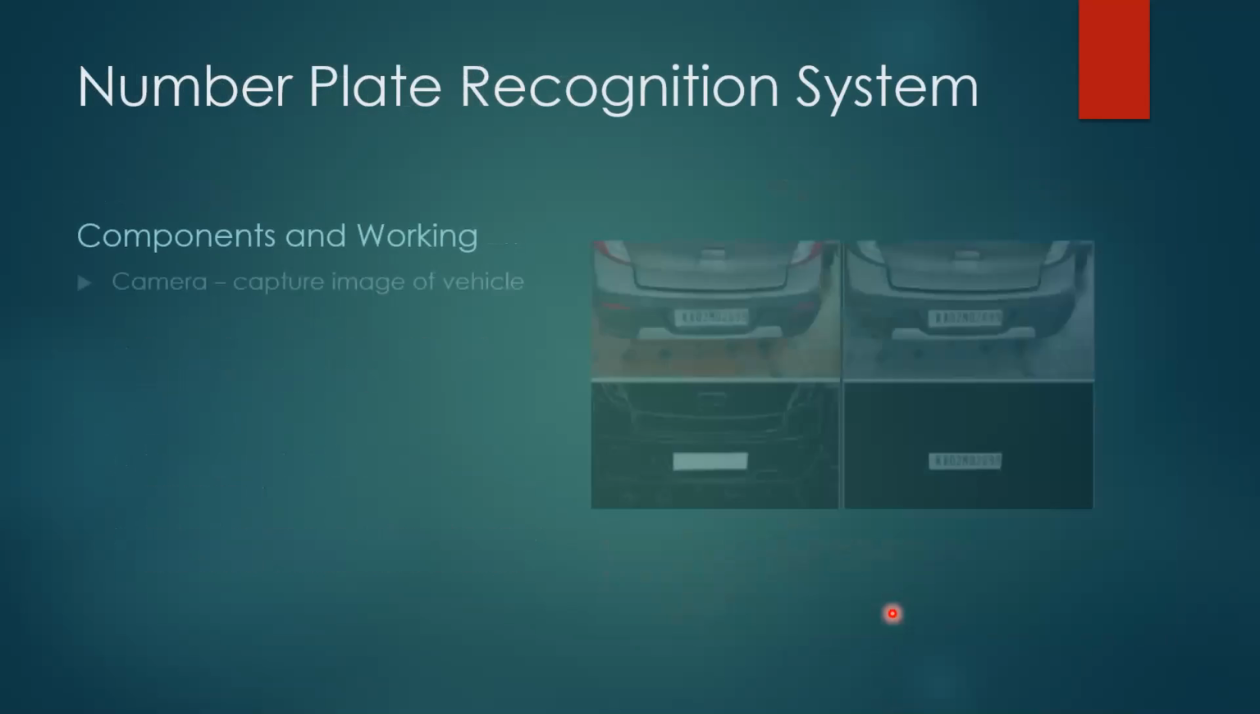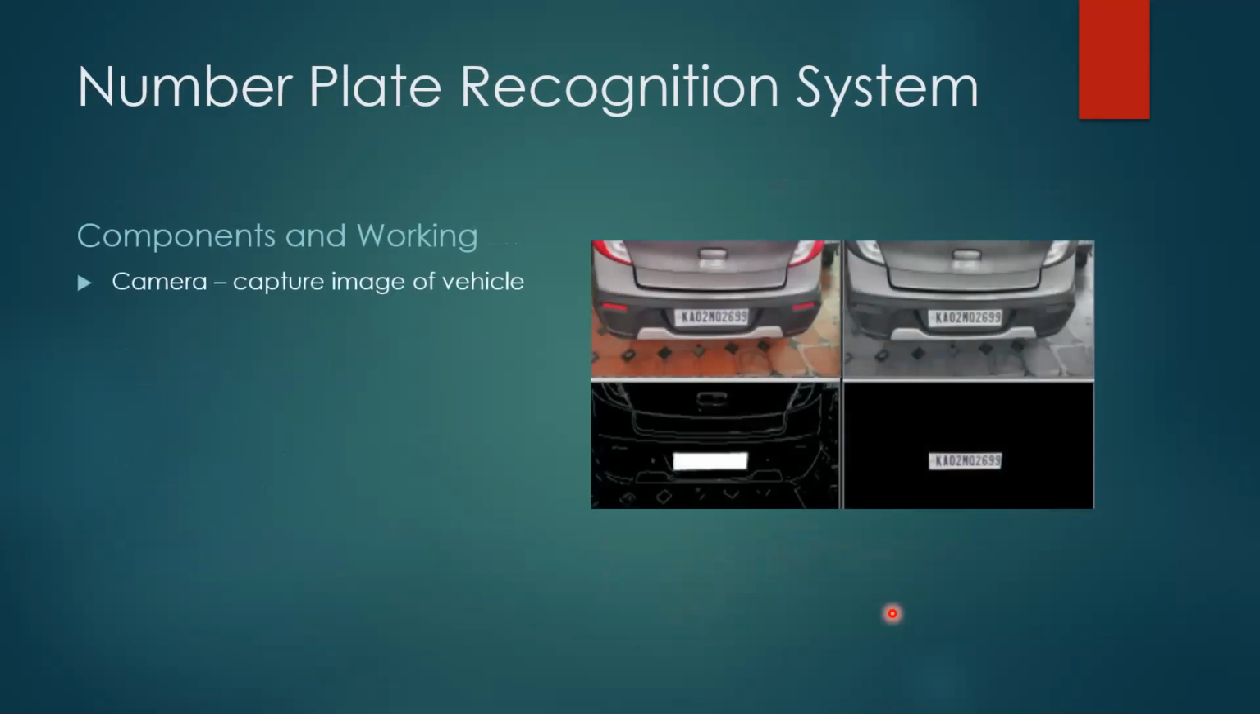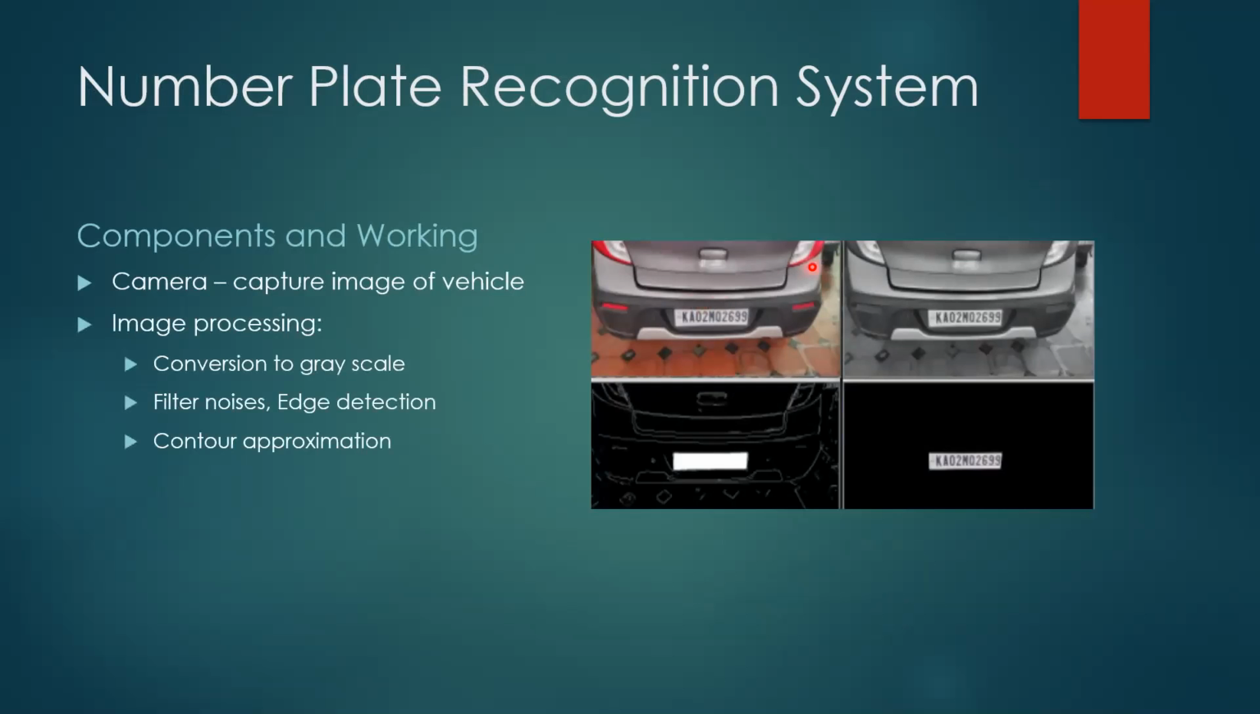So like I said, we use a camera to capture the image of the vehicle, and then we apply image processing techniques such as grayscale, noise filtering, and edge detection. Finally, we apply contour approximation to extract the region of the number plate from the car image. We use this to create a mask and then apply it to the original image to obtain the number plate image.